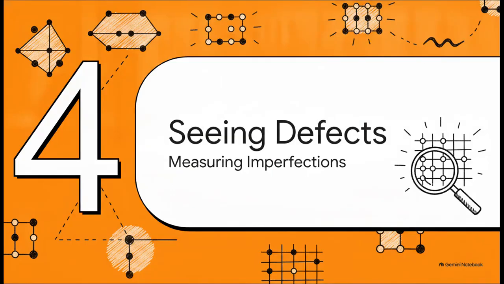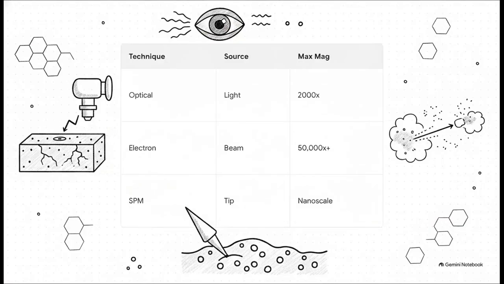Section 4. Seeing and measuring defects. Okay, so these theoretical models are elegant and all, but how do we actually know they exist out there in the real world? Well, for that, we rely on the absolute marvels of modern microscopy. This breaks down the big three techniques we use.